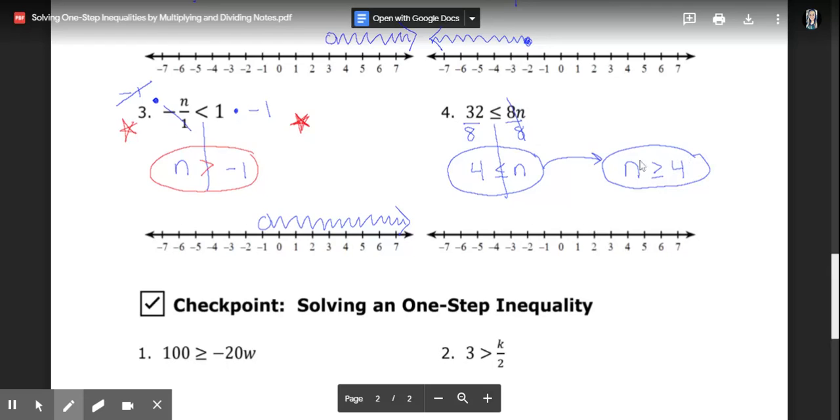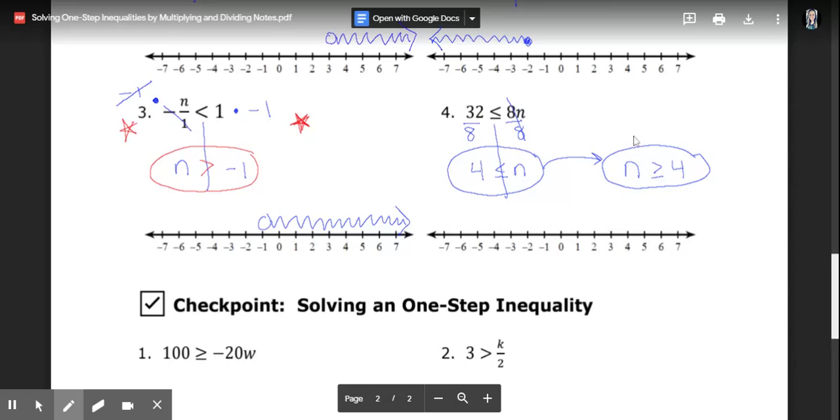So in this problem, I didn't switch it because I divided by a negative. I didn't have to worry about it in my solving. However, I did switch it when I rewrote it, just because most of you would have graphed this answer wrong. So that's why we're requiring you to flip it.